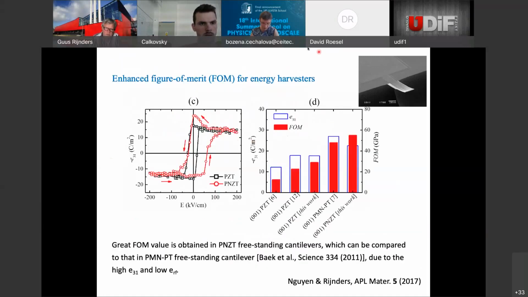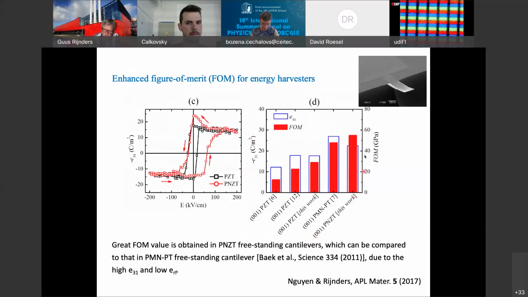This is now with niobium doping, and you can change the properties there as well. We went into this so-called figure of merit for energy harvesters, and by controlling the epitaxy and controlling the composition, we can get quite decent materials for use in energy harvesters, where this is the piezoelectric properties there, and as you can see here, compared to typical PZTs, we can have now much higher values because of this control.